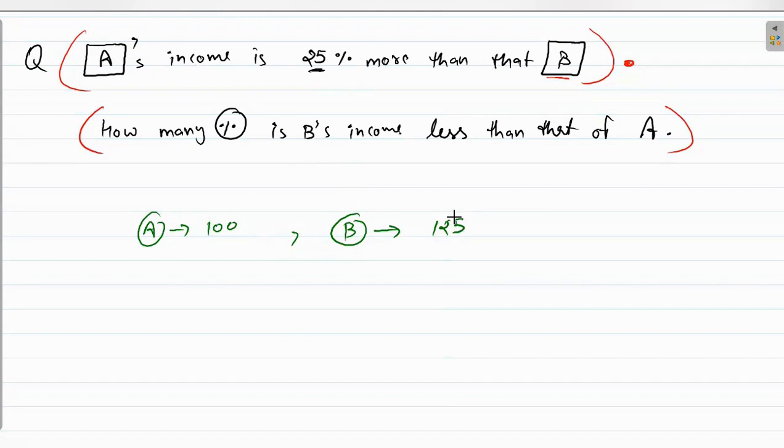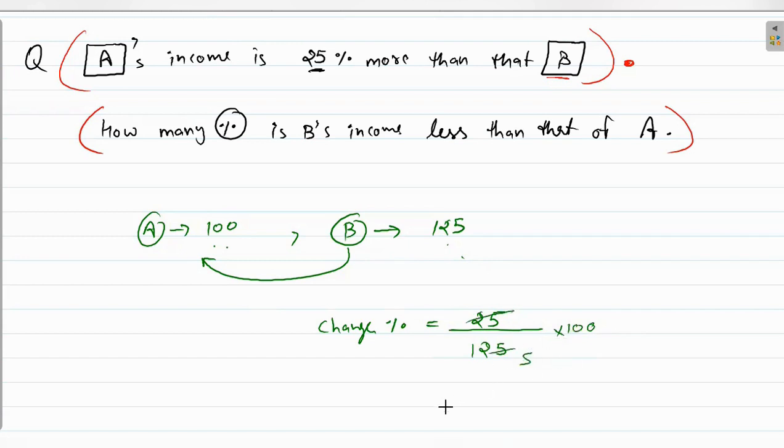Now we have to compare B with A. So how will you do that? The change in percentage: it is decreasing, 125 becomes 100, so it is decreasing by 25. And the original value was 125. So 25 over 125 times 100: 25 will cut out at 5, and 5 will cut out 100 at 20. So we got a 20% reduction. Get it? Yes. Good. Any confusion? No.